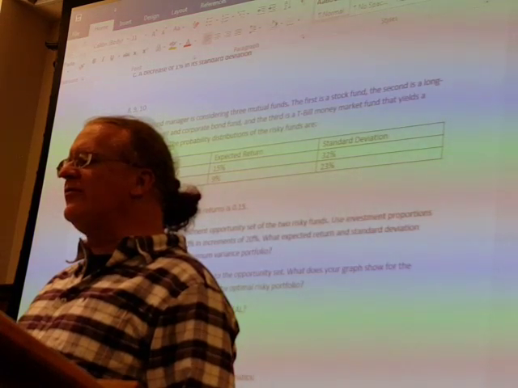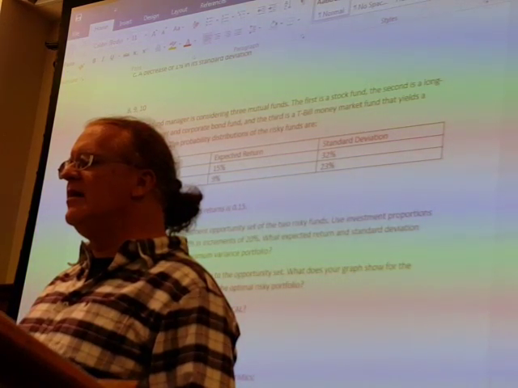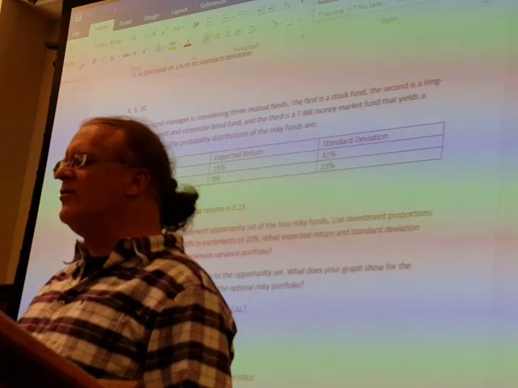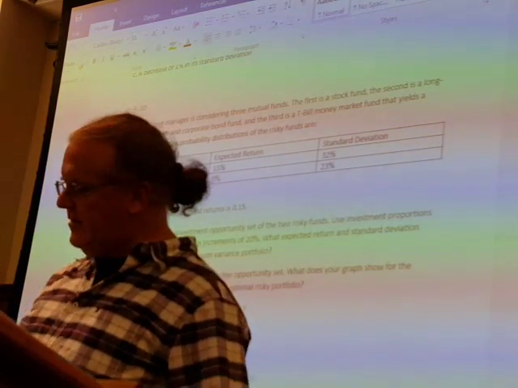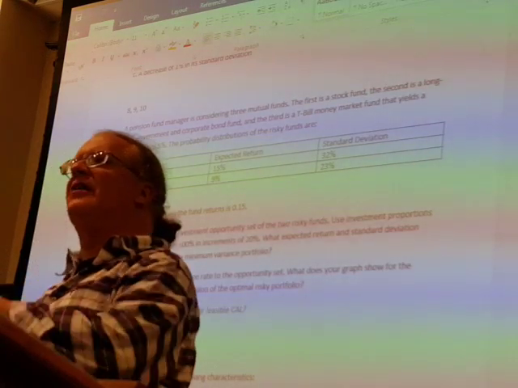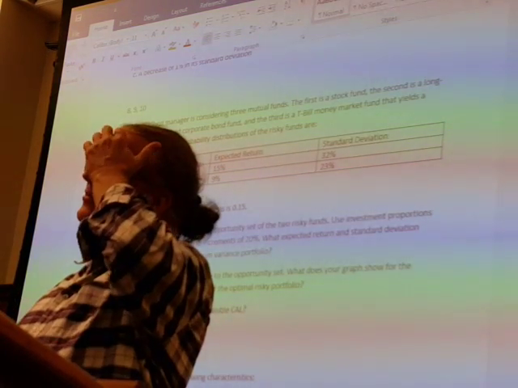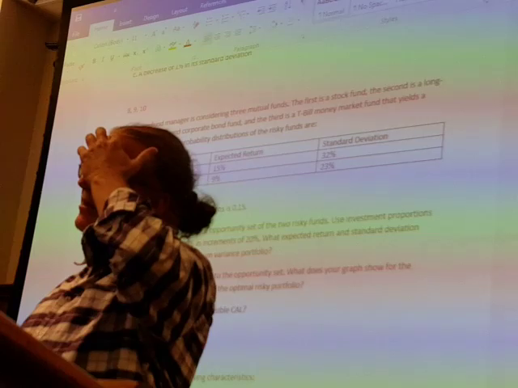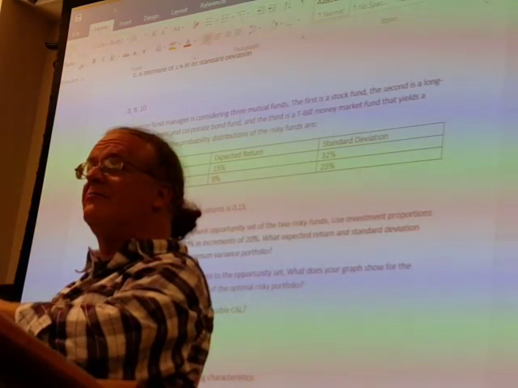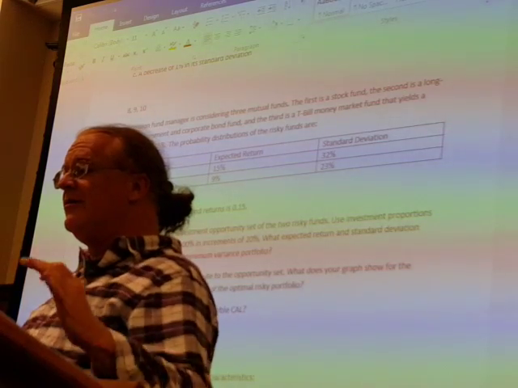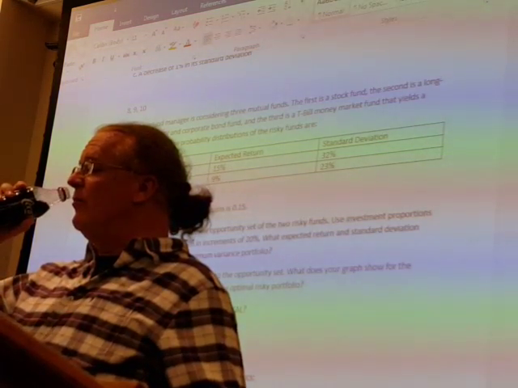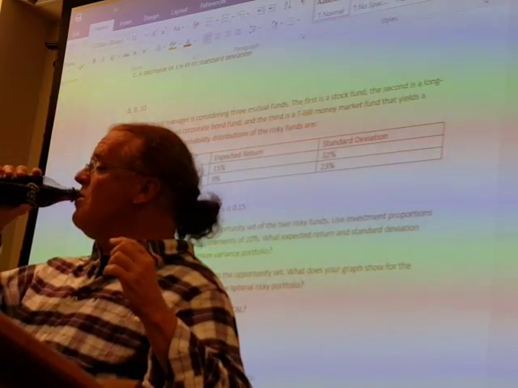Okay, now what it wants us to do, we want to graph the investment opportunity set of the two risky funds. Whenever I do graphing in Excel, I don't know why they can't make it simpler. I always end up fumbling with it for sometimes a long time. So I'll try a little bit. If it doesn't work, I'll just draw it on the board.